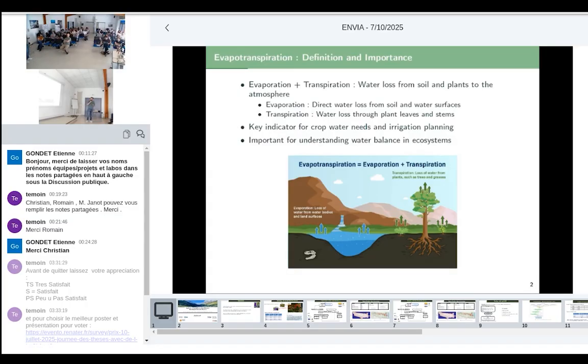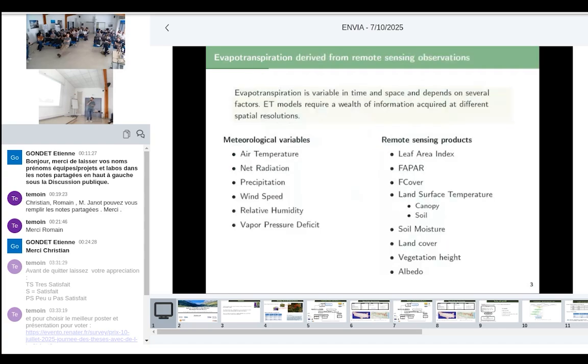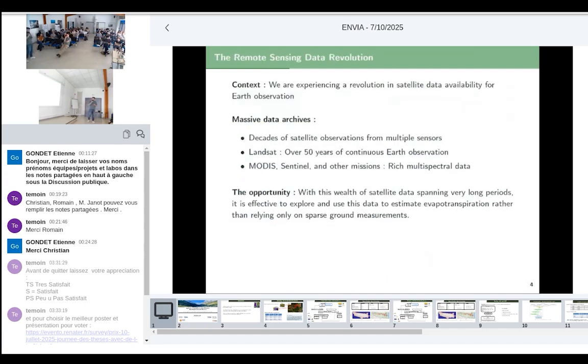Because it is a key indicator for crop water needs and irrigation planning, and it is also important to understand the water balance in ecosystems. Evapotranspiration varies in time and space, and it depends on several factors. It requires several parameters to be estimated, for example, meteorological variables such as air temperature, net radiation, precipitation, wind speed, and so on, and also remote sensing products like leaf area index, FAPAR, FCover, soil moisture, and so on.